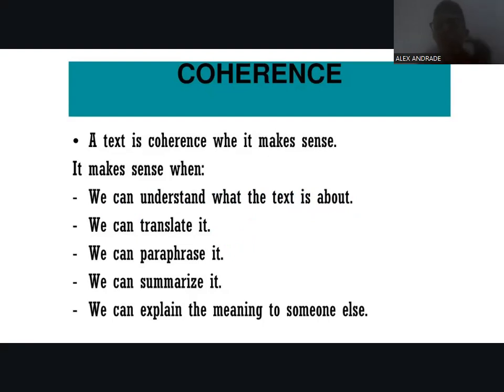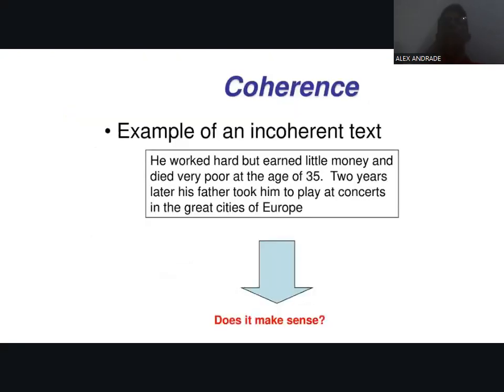Cuando yo escribo y tengo esa capacidad de poder explicar qué es lo que estoy escribiendo a otra persona, significa que yo estoy escribiendo con coherence, con coherencia. Vemos un ejemplo aquí de un incoherent text. For example, let's read this.